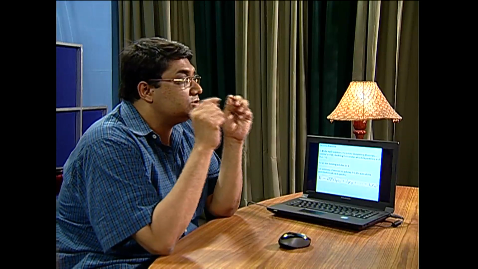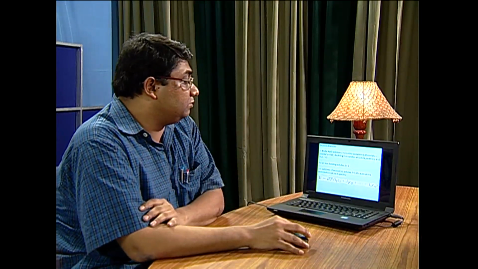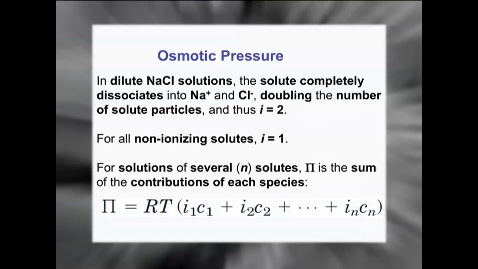Now if the solution contains several, like n number of solutes, then the overall osmotic pressure is the sum of the osmotic pressures of all the individual solutes taken together. Like the equation will be pi equals RT times, in brackets, the summation of all the osmolarities of the individual solutes.